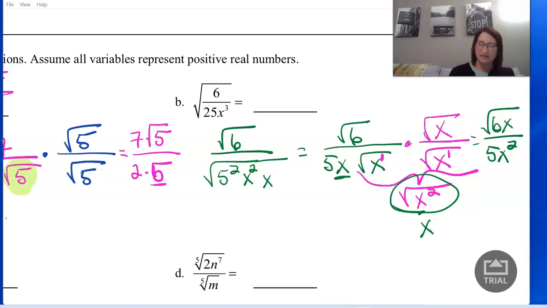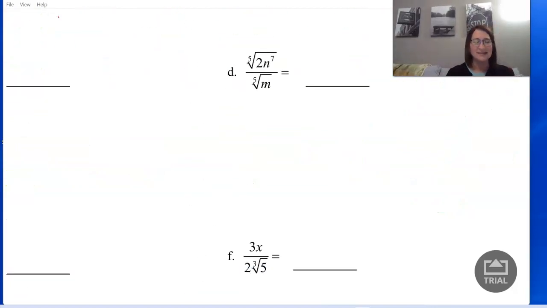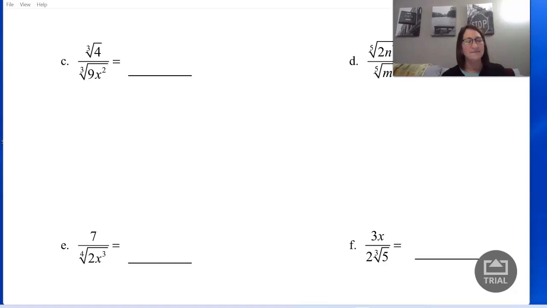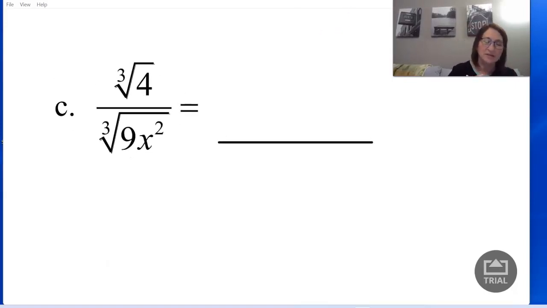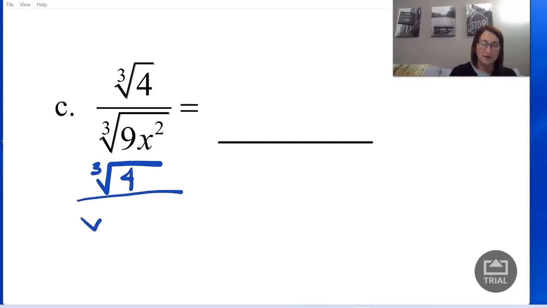All right, let's go ahead and look at C. I know that 4 is a perfect square. However, I'm not looking at perfect squares right now. I've got cubes. So 4 is not really helping me much. So let's go ahead here and break this down into the cube root of 4 over the cube root of 9x squared.